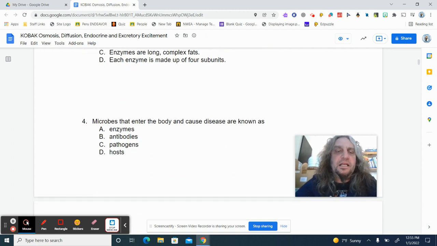Microbes that enter the body and cause disease are known as... let me read that over. Microbes that enter the body and cause disease are known as A, enzymes, B, antibodies, C, pathogens, D, hosts.